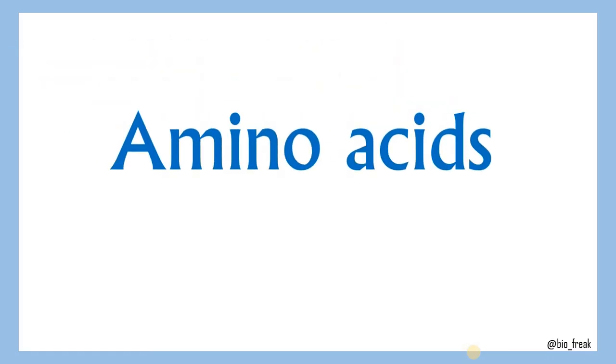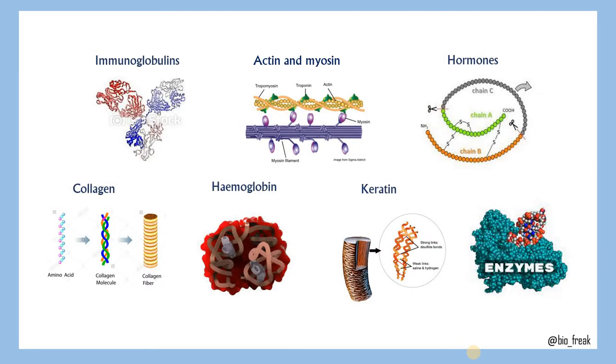Let's talk about amino acids. Amino acids are the building blocks for proteins. Immunoglobulins or antibodies that fight against infections in our bodies are proteins. Actin and myosin in our muscles that enable muscle contraction and body movement are proteins too. Several hormones, enzymes, keratin in your hair and nails, hemoglobin that carries oxygen in your body are all proteins.